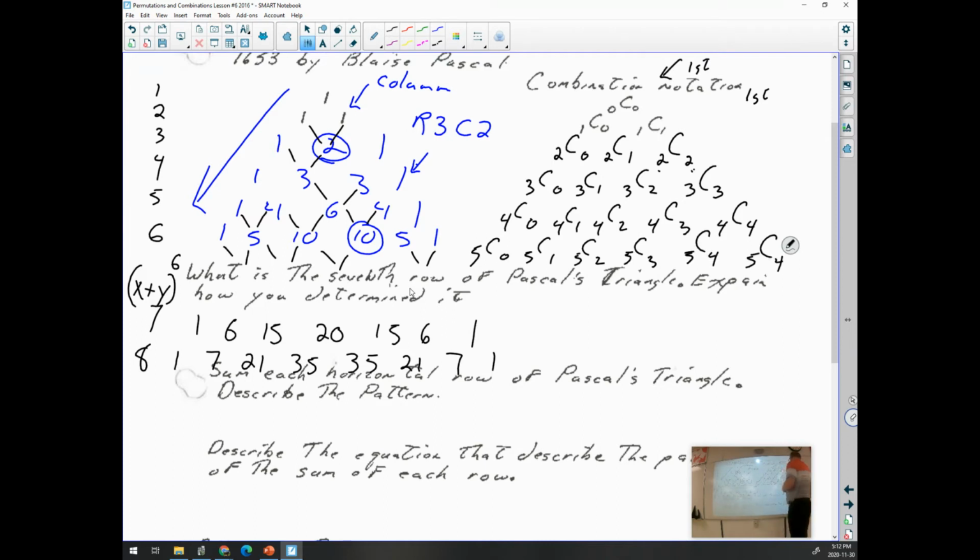It's one of the nice things about Pascal's triangle. It leads directly into combinations. Each one of the coefficients in this form of Pascal's triangle has a corresponding combination notation over here. So the 6th row would be 6 choose 0, 6 choose 1, and so forth all the way to 6 choose 6.